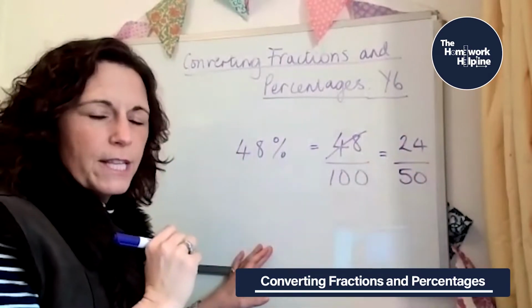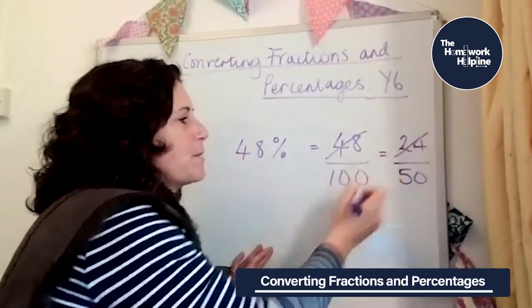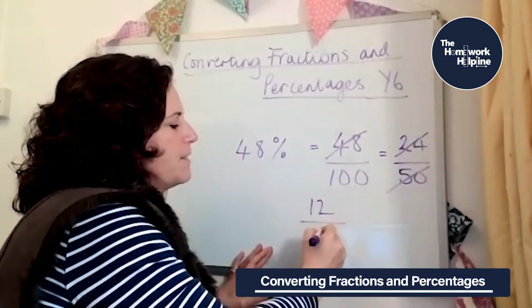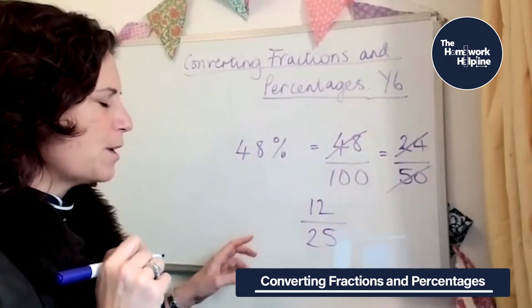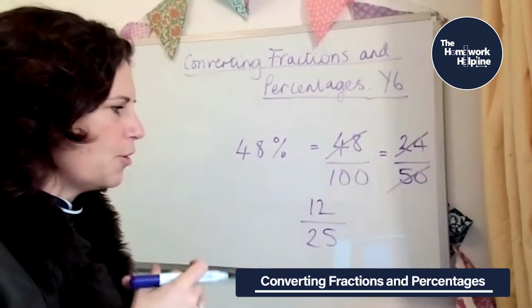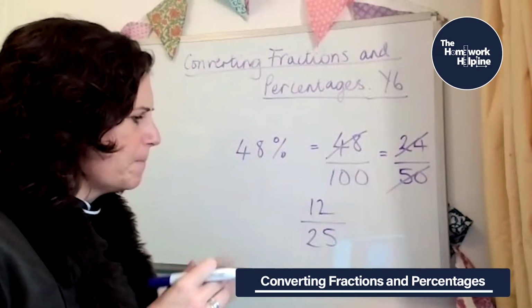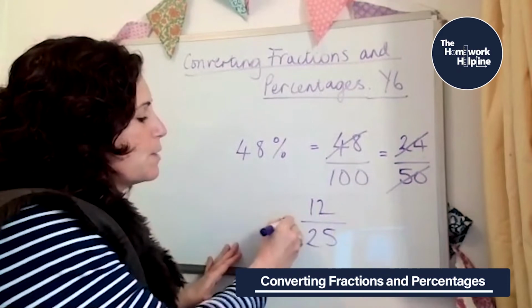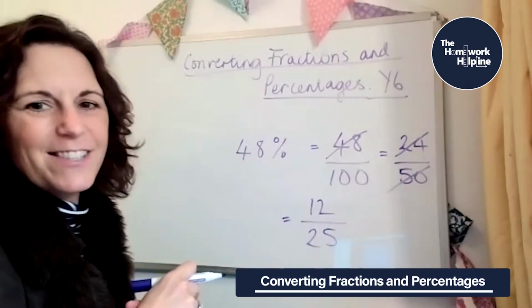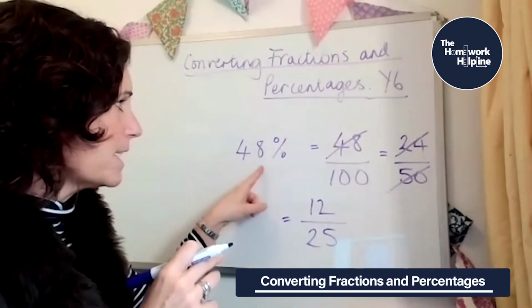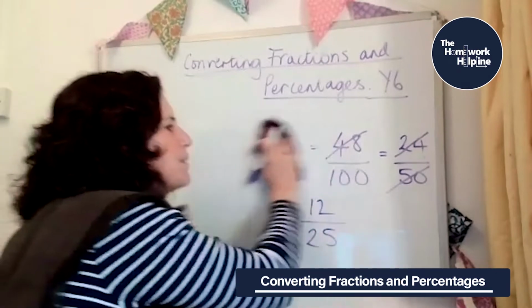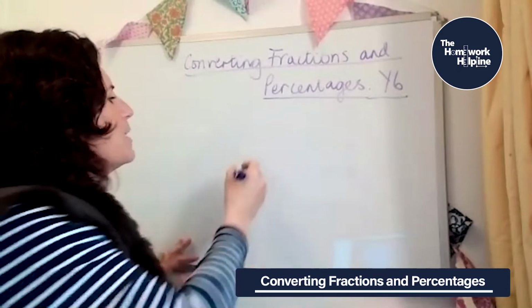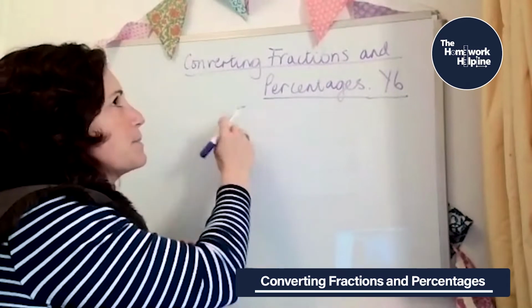Can I go any smaller than that? Yes, I can, because again I can halve them. So I can do 12 out of 25. Can we go any further than that? 12 and 25? No, we can't, because 25 isn't in the 3s. So 12/25 is the answer to that one. That's 48%. Let's do another example of turning percentages into fractions, and then we'll flip it around and do the other way.